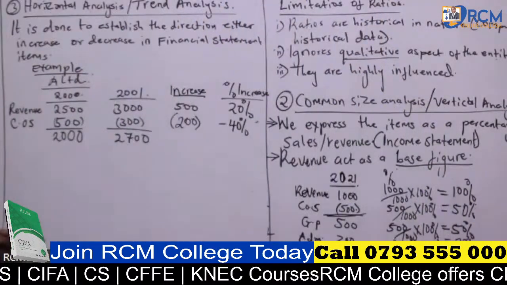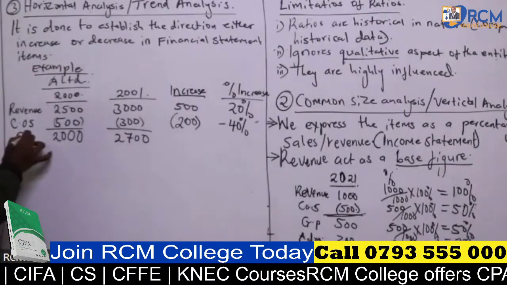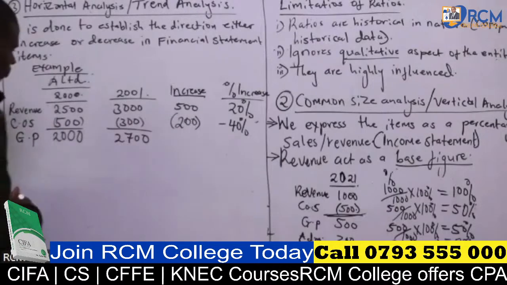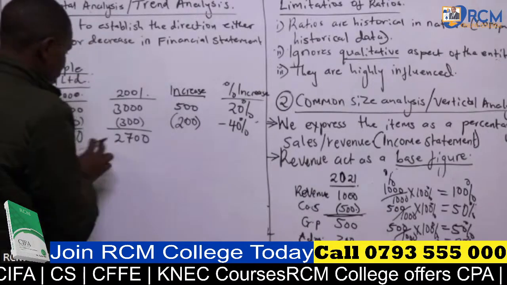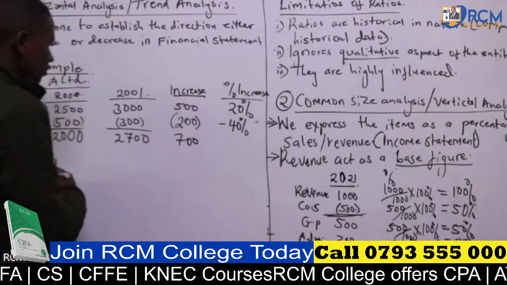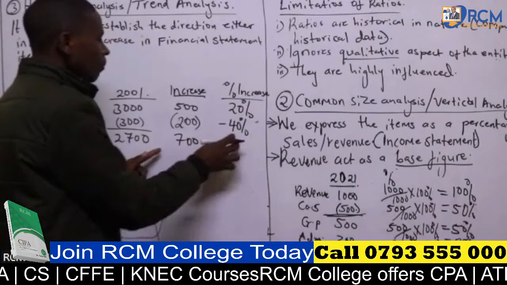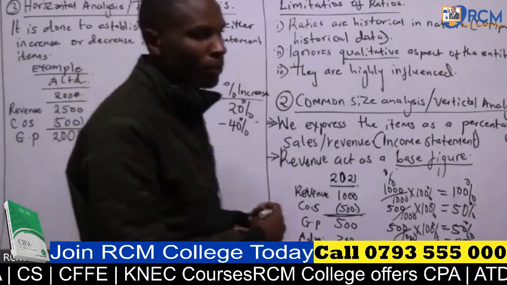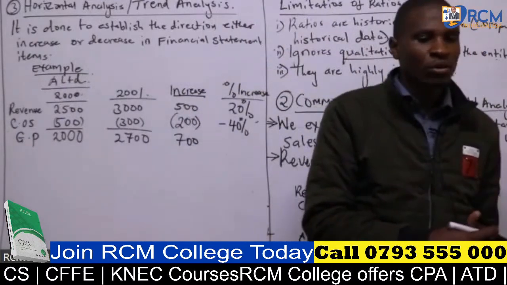Now, let's see the effect of that on our gross profit. So there is an increase in our gross profit by 7,000. By 7,000 or 700, sorry, 700. What is our percentage increase, as far as gross profit is concerned?